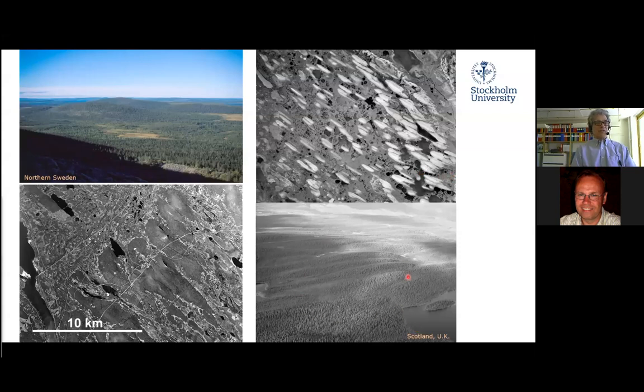And here's a shot from a helicopter, and you see again these tails, the stoss and lee morphology. Mind you, this is not from Scotland. This is from British Columbia. Not sure why I would write Scotland there, but that went wrong.